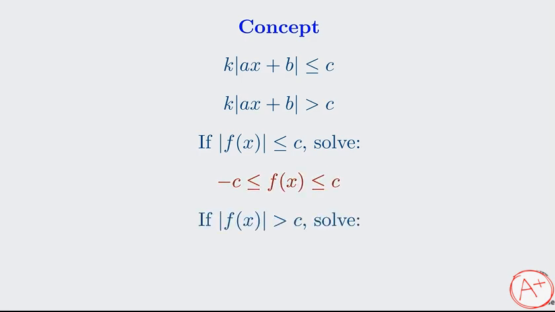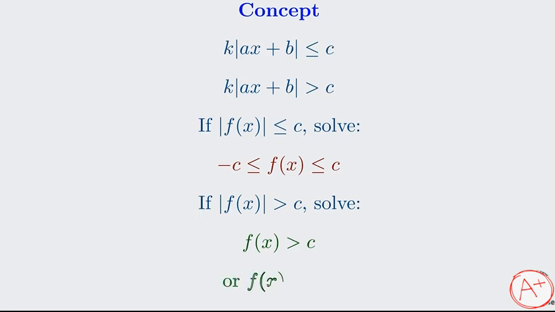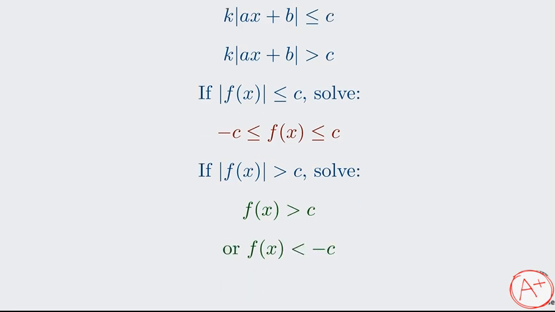If the modulus of f of x is greater than c, we solve two separate inequalities: f of x is greater than c, or f of x is less than negative c. Essentially, the less than case traps the function between two values, while the greater than case splits the solution into two outer regions.